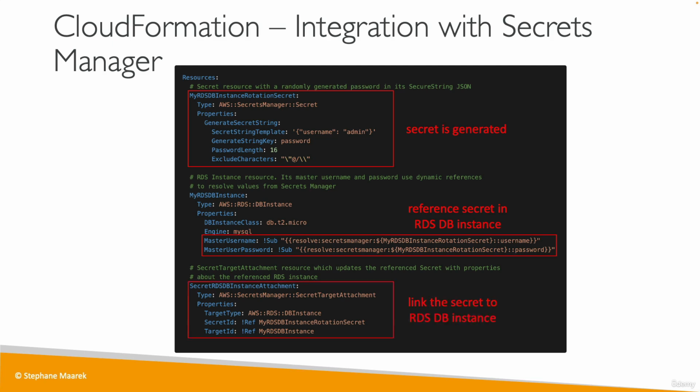And then finally, the last part is to create a secret target attachment to link the secret to the RDS database instance. And therefore, when the secret rotates, so will the password in the RDS database.